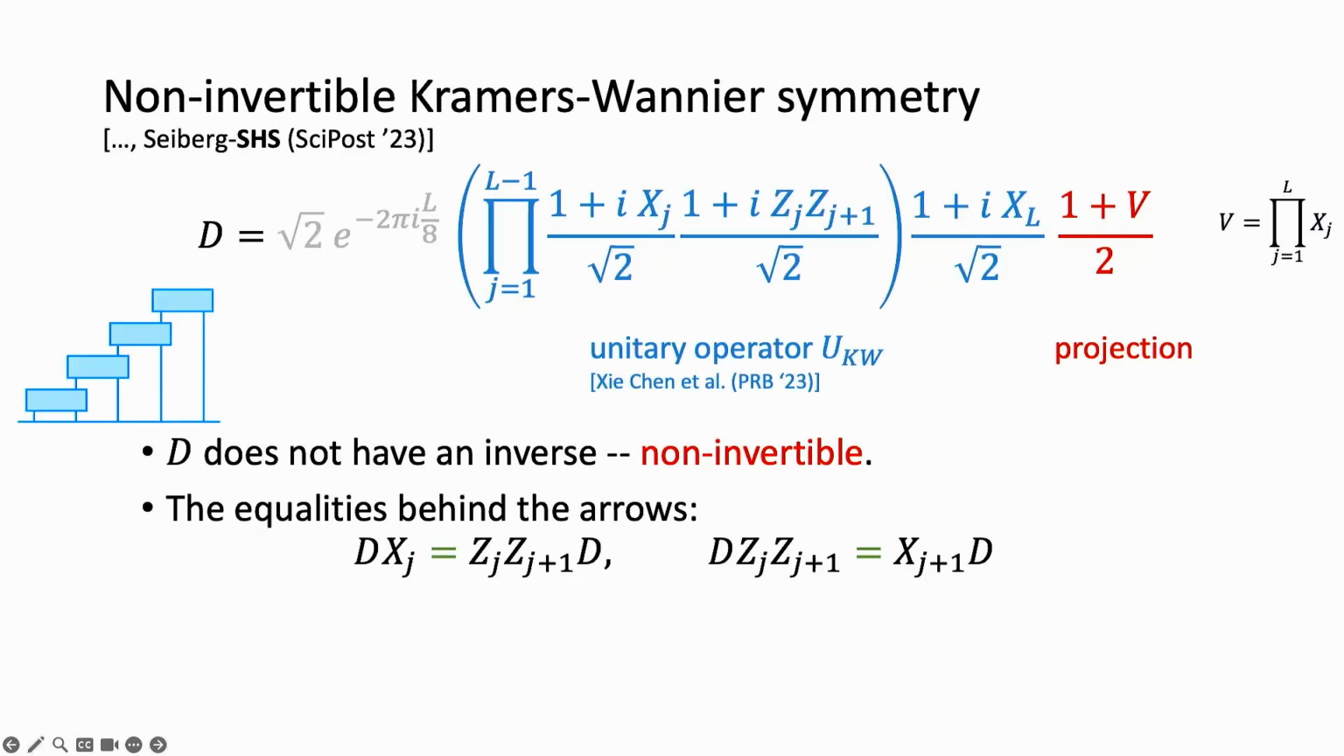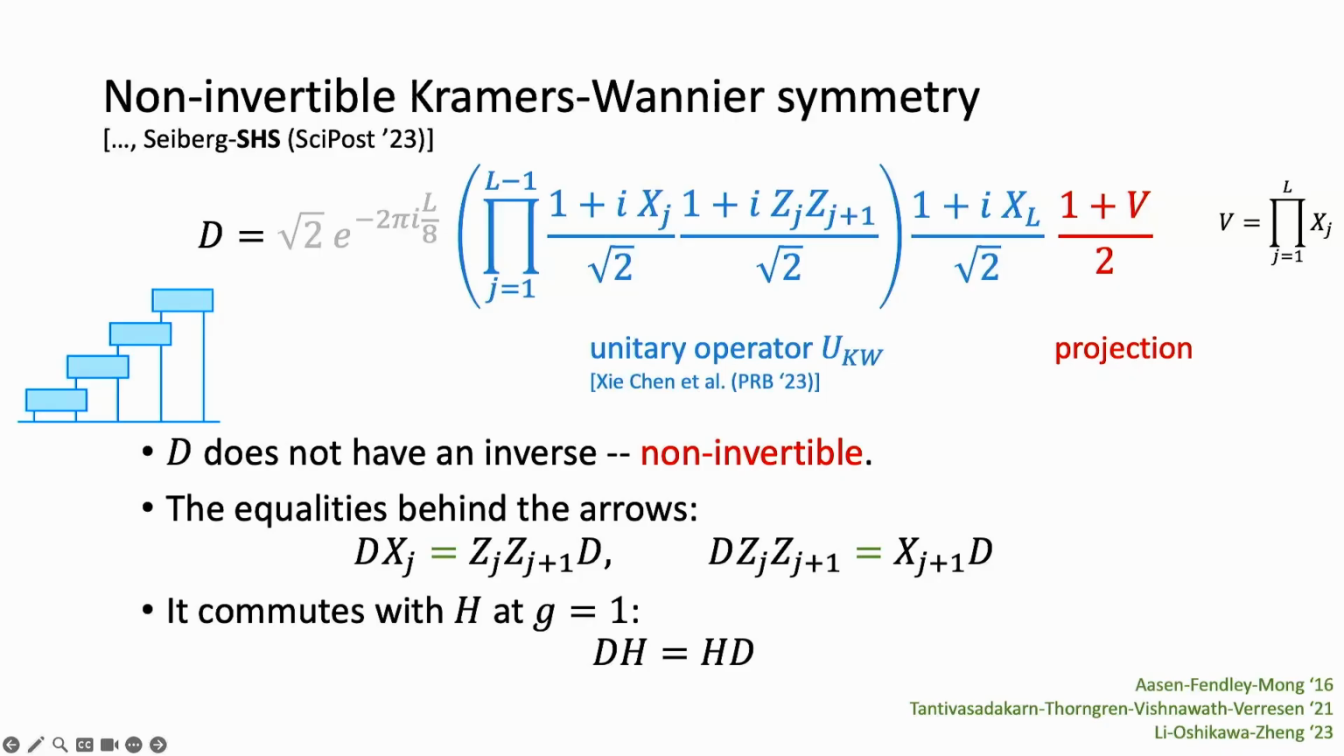So this is a non-trivial operator. It's not a number. It acts non-trivially on the state, which I'll be happy to talk about more after the talk. And it obeys the following equations with X and ZZ. Because of that, at the critical point, it commutes with the Hamiltonian. And therefore, it leads to a conserved quantity that doesn't depend on time. There are similar maps or operators that are also discussed in these related papers.